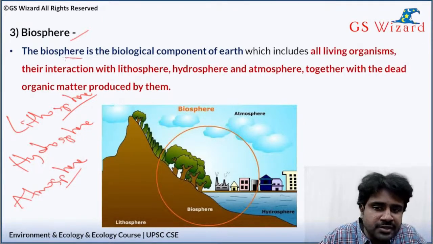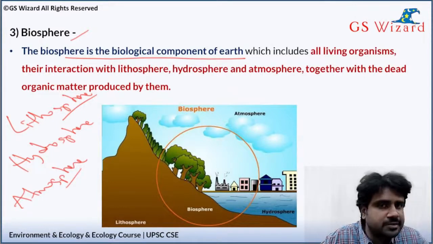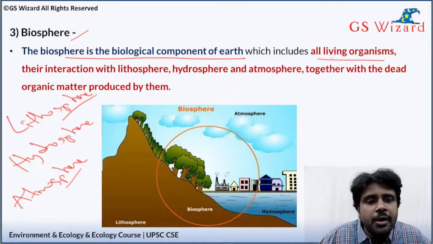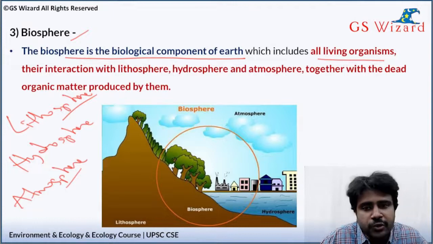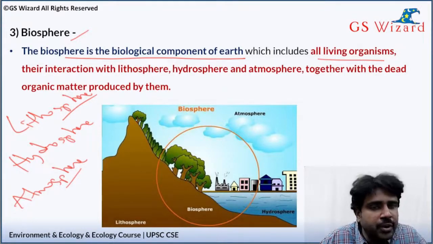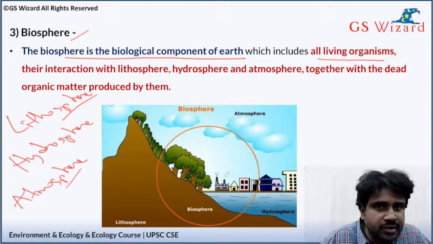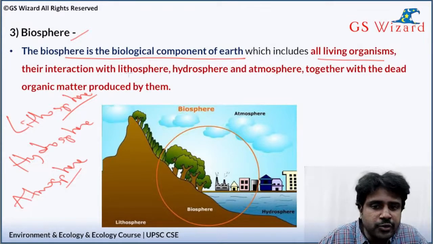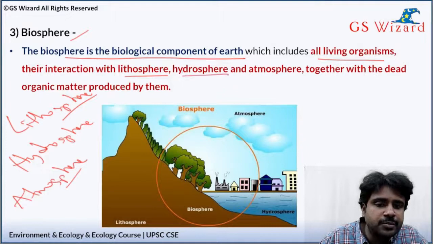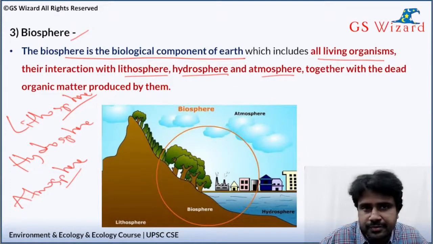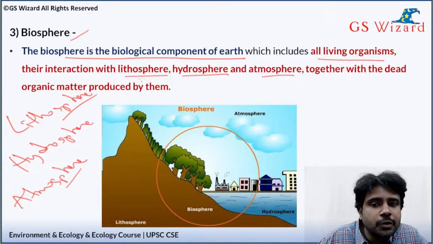So biosphere is the biological component of Earth. Biosphere includes all living organisms, and if I just speak about living organisms, it doesn't make any sense. It is completely incomplete. Whenever I speak about living organisms, I should also speak about the interactions of living organisms with the environment. Again, when I say environment, I'm referring to lithosphere, which is land, hydrosphere, which is water, and atmosphere.